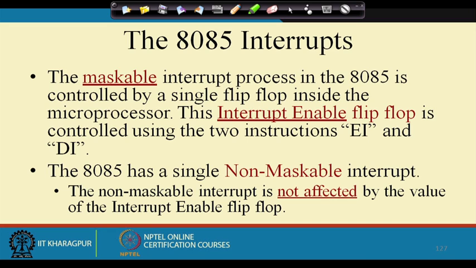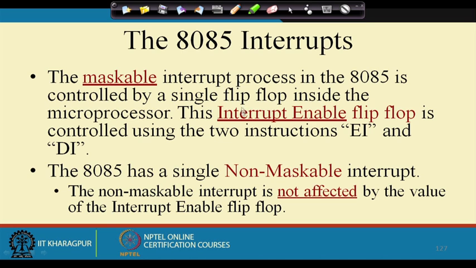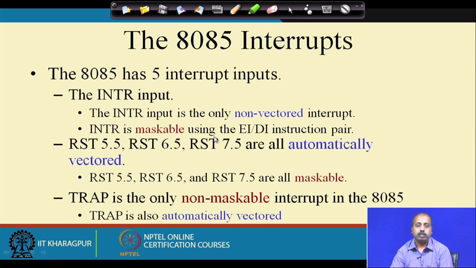There is only one non maskable interrupt in case of 8085, and that does not get affected by EI and DI. We will see that slowly. The non-maskable interrupt will not get affected by EI and DI, only the maskable interrupts will. So, the interrupt enable flip flop has an effect on maskable interrupts and not on the non-maskable interrupt.